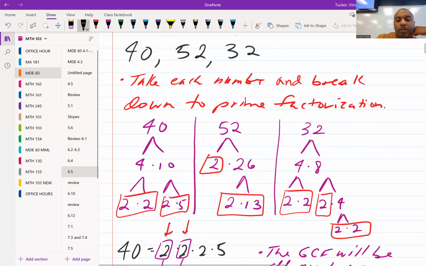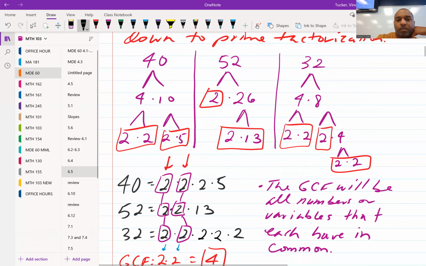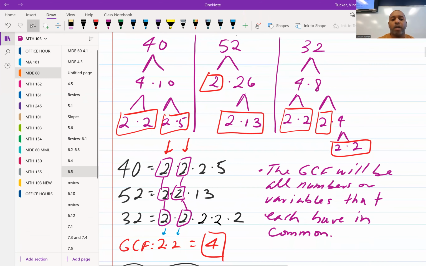All right, scrolling up some. Now I just listed out each prime factorization. Like I mentioned, 40 is 2 times 2 times 2 times 5. 52 is 2 times 2 times 13. 32 is 2 times 2 times 2 times 2 times 2.